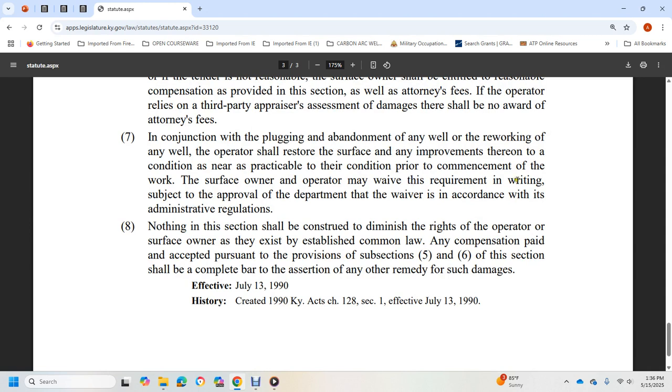Commencement of the work with the surface owner and operator may waive the requirement of writing, subject to approval of the Department of Waiver in accordance with the administrative regulations. 8. Nothing in this section is construed as a diminution of the rights of the operator and surface owner that exist under established common law. Compensation paid and accepted pursuant to the provisions of subsections 5 and 6 of this section shall be a complete bar to assertion of any other remedy for such damages.